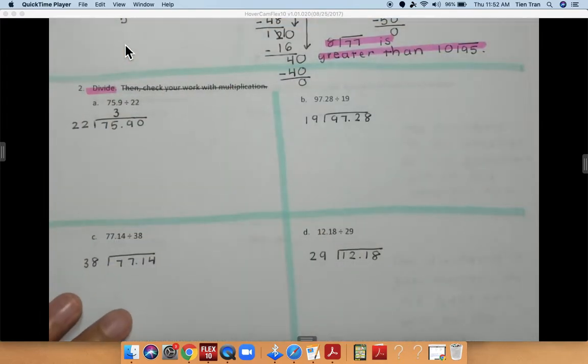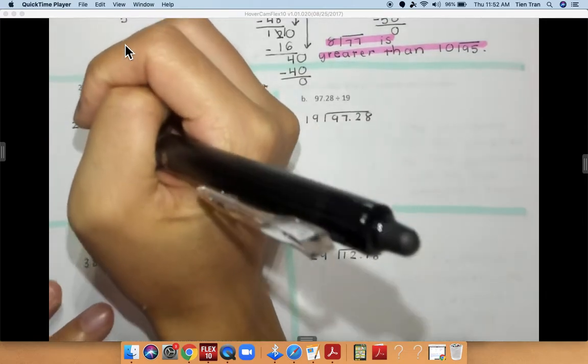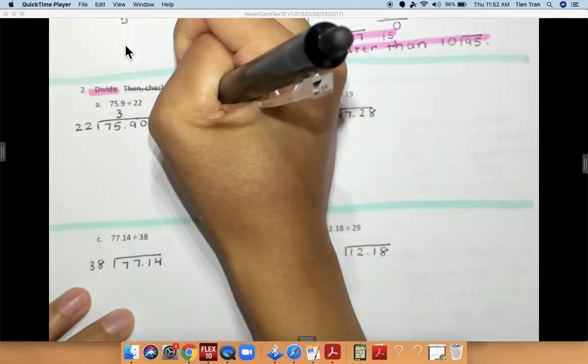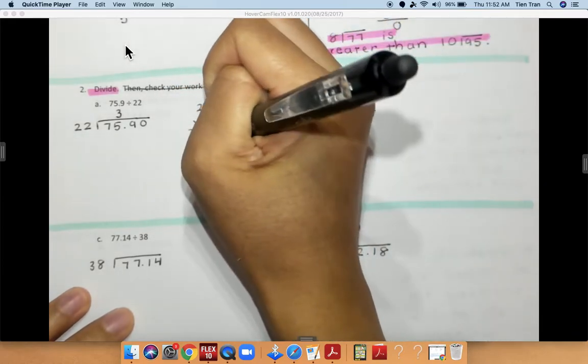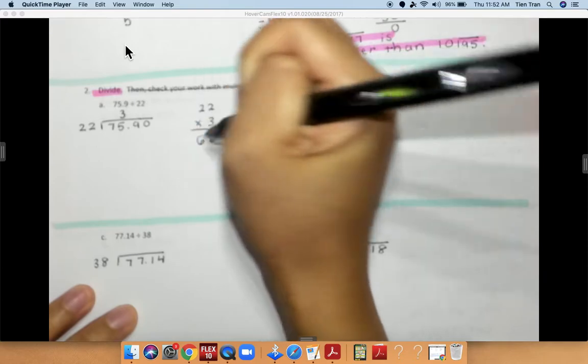How do I know that? I thought in my head 22 can be rounded to 20 and 75 can be rounded to 70 or even 75. I can keep it. How many times can 20 go into 75? About 3 times. So now I'm going to multiply 22 times 3. 3 times 2 is equal to 6. 3 times 2 again is equal to 6.